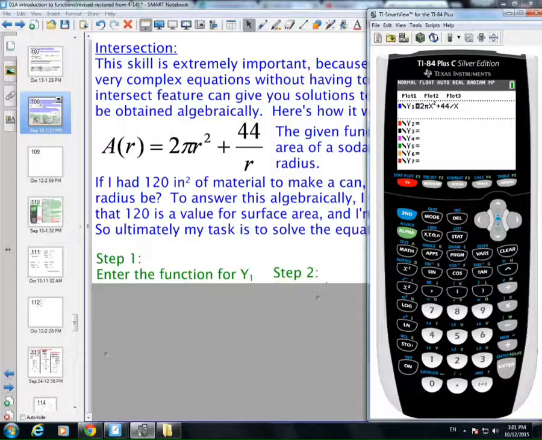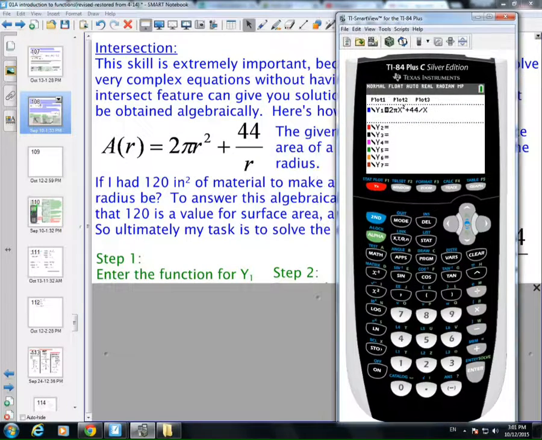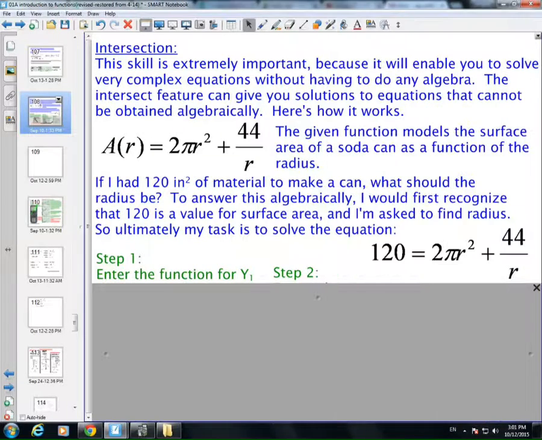So, some review of some skills. We talked about this function in class. It is the function that describes the area of a can as a function of the radius of the can. Now, it's not written here, and it should be. First of all, this is in square inches and radius is measured in inches. The second thing that should be here is there's a fixed volume. We don't know what the fixed volume is, but we're assuming that there's a fixed volume for this can.